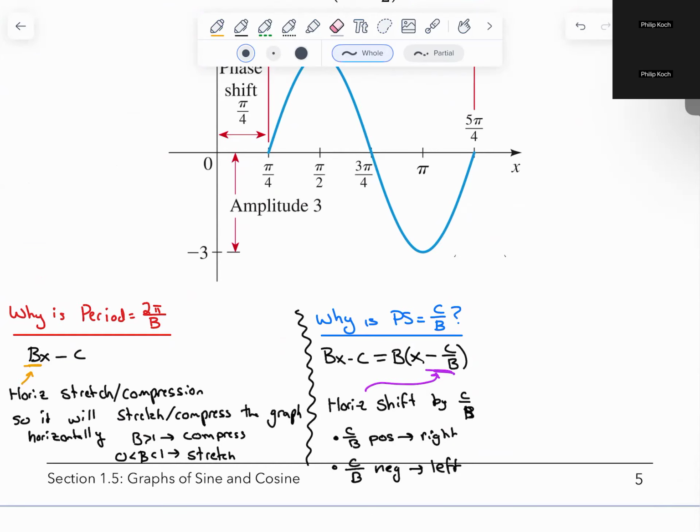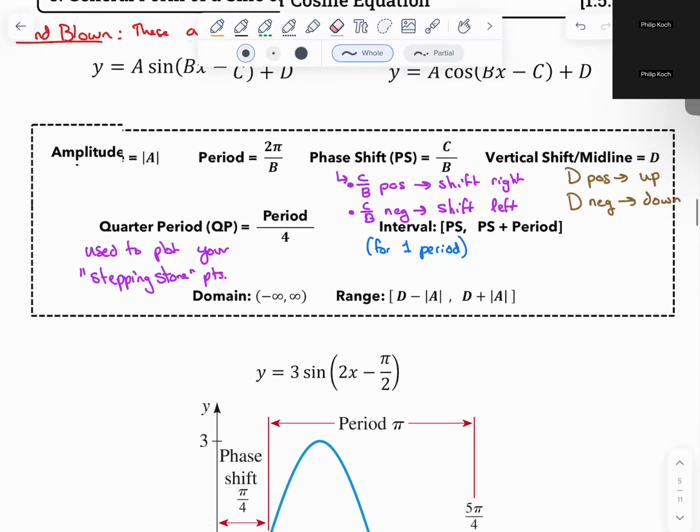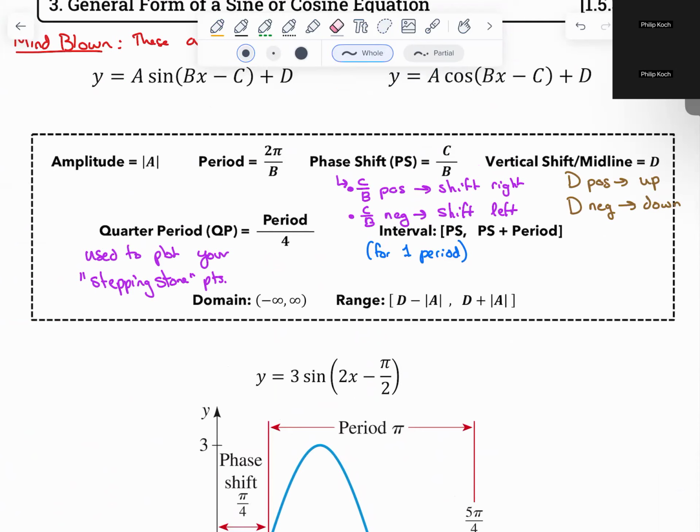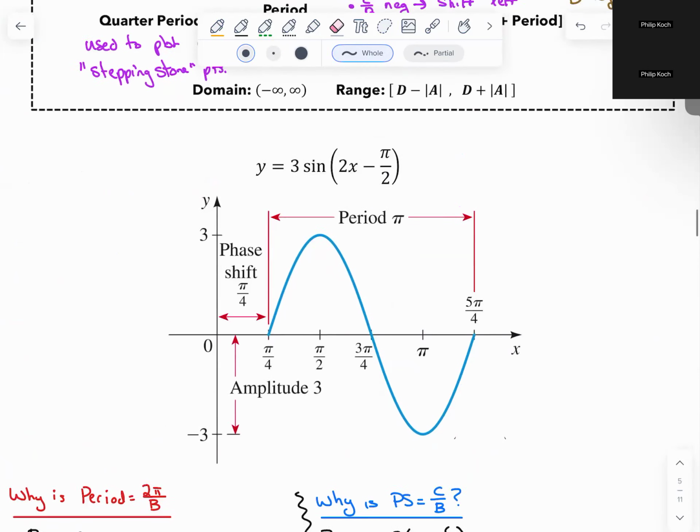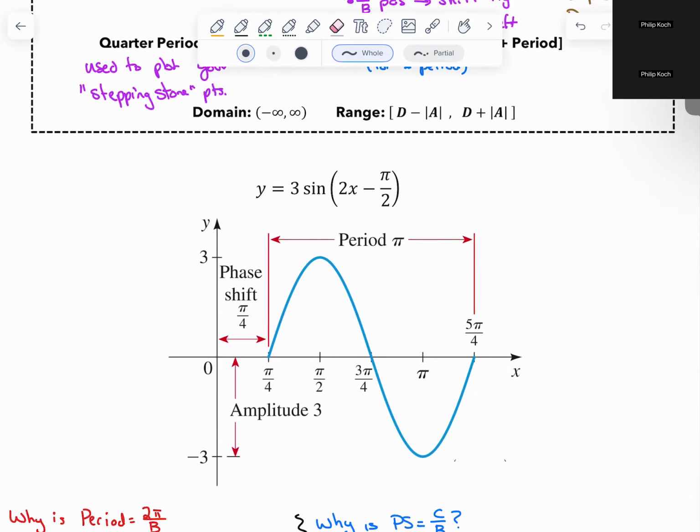All right. We've gone over amplitude, period, phase shift, and vertical shift. The quarter period is going to be useful for the stepping stones, so I'll explain that in just a minute. And then the interval is the phase shift plus the period. So with this function right here, we can identify everything. The a value is equal to 3, so that means the amplitude is 3.